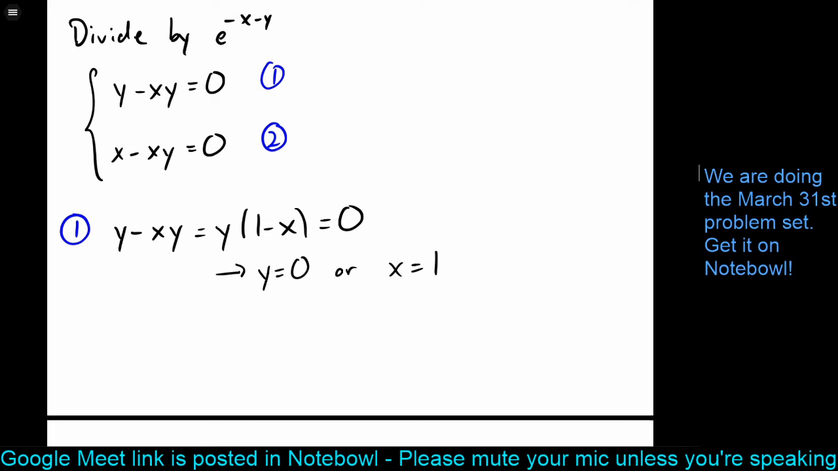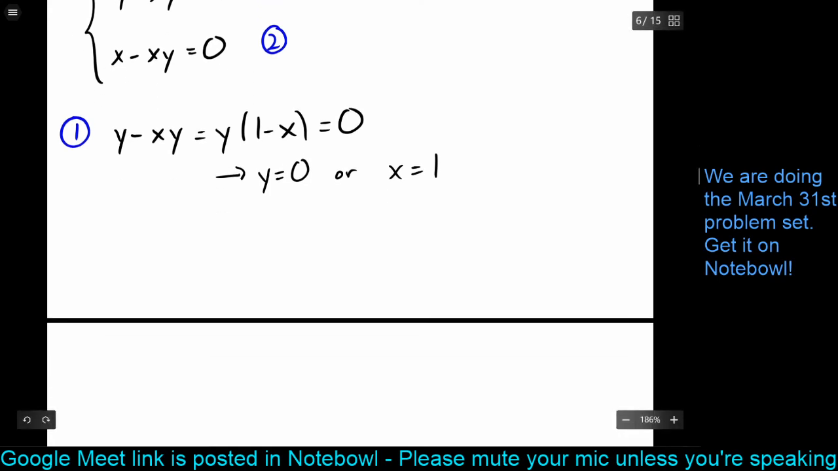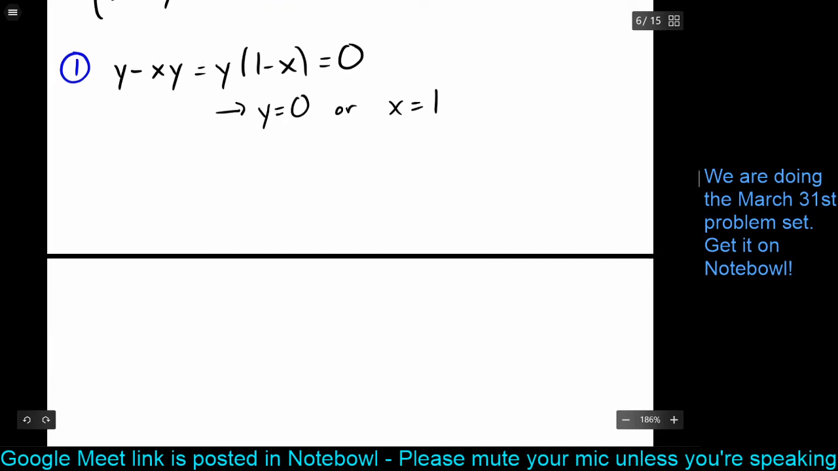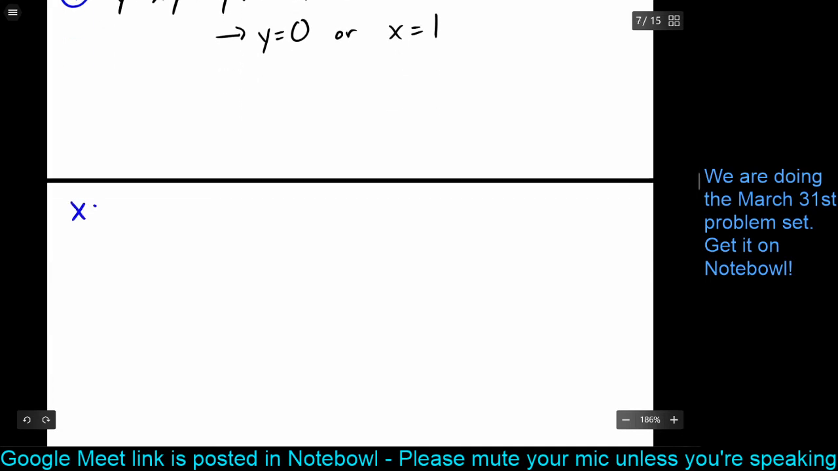So what we have to do now is make sure we get everything. So we need to say if y is 0, what needs to happen in equation 2? And then if x is 1, what needs to happen in equation 2? All right. So we check those. We'll do this up here. So y equals 0. Let's check that.